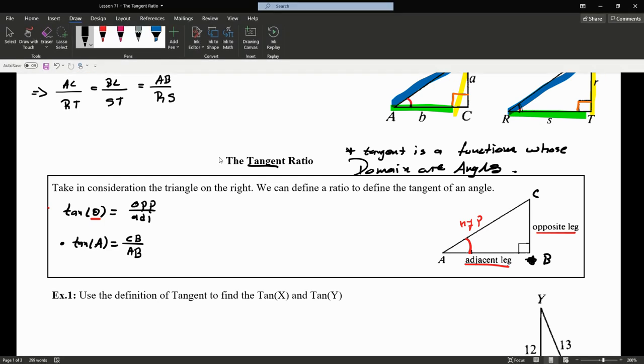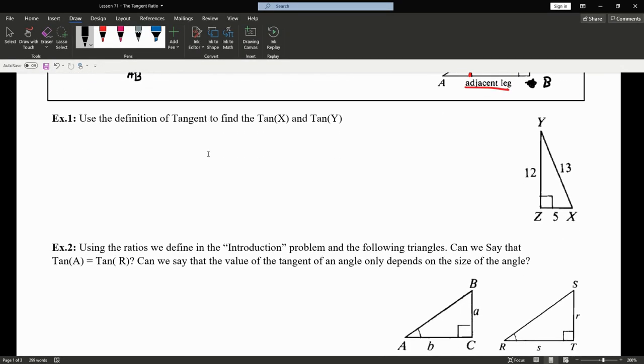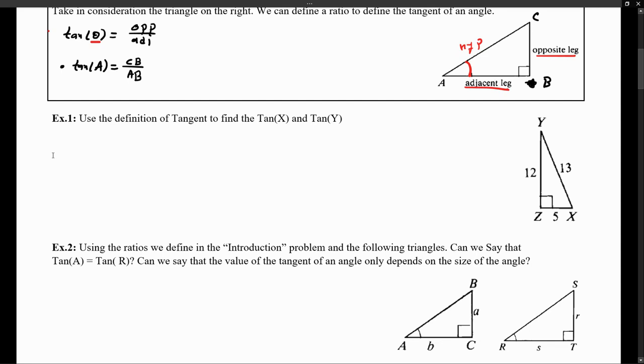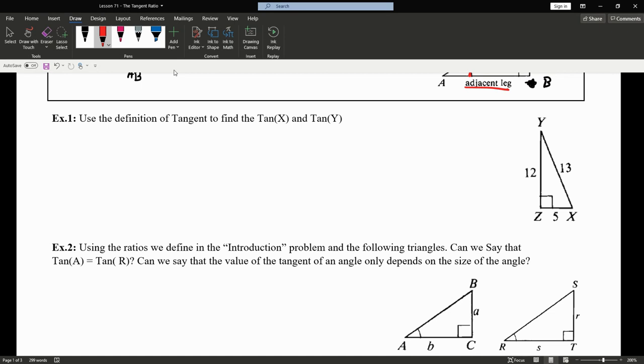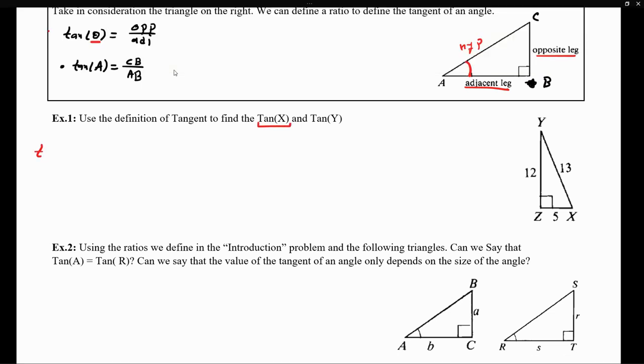Let's put this into practice. Let's use the definition of tangent of A to define two tangents, the tangent of x and the tangent of y. So let's start by looking at the tangent of x. The first thing we want to do when we want to find the tangent of x is locate where the angle x is. Well, it's right here. So this is my angle x.